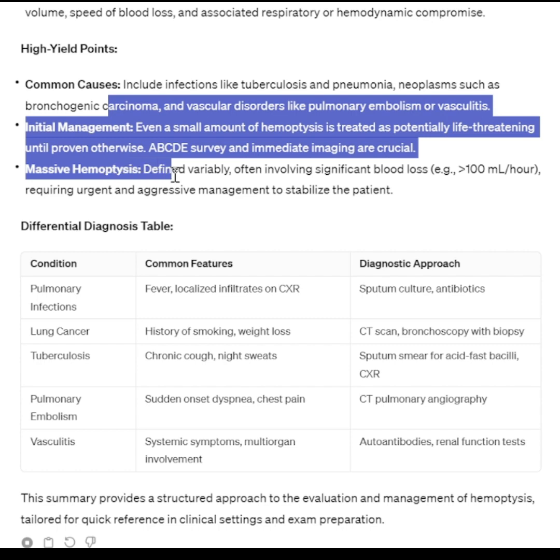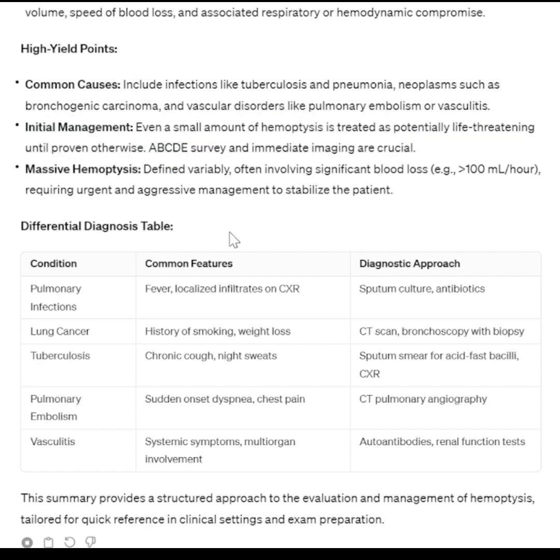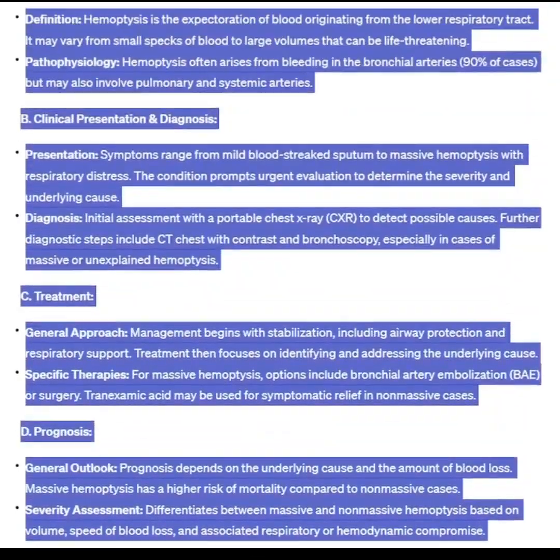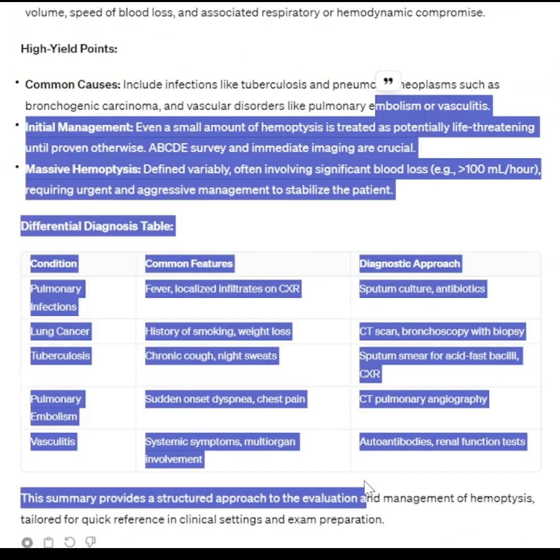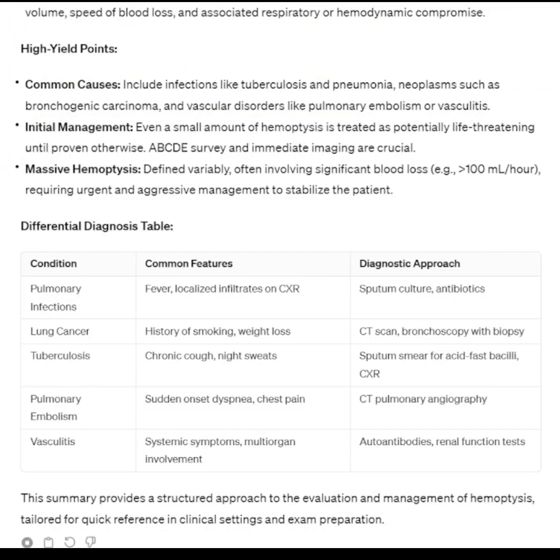Initial management. Even a small amount of hemoptysis is treated as potentially life-threatening until proven otherwise. ABC survey and immediate imaging are crucial. Massive hemoptysis. Defined variably, often involving significant blood loss, e.g. 100 milliliters per hour, requiring urgent and aggressive management to stabilize the patient.